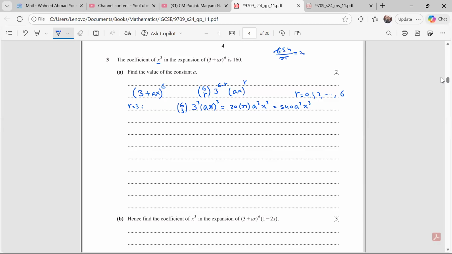Now we are told that the coefficient of x^3 is 160. It means this 540 a^3 is equal to 160. So a^3 would be 160 divided by 540, and this comes out to be 8 over 27. When I take the cube root, a would be equal to 2/3. So we found the value of a. If a is 2/3, then the coefficient of x^3 would be 160.